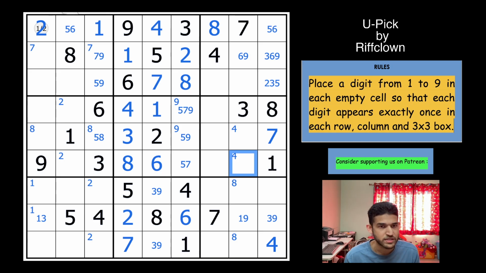Okay, look at these cells, 1, 4, 6, 3, 8, 9. So they must be 2, 5, 7. And this can't be 2. This can't be 5.